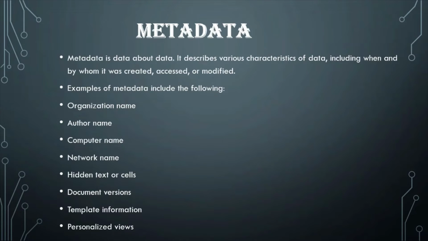So next is metadata. Metadata is structured data that gives information about certain characteristics of electronic data, including the time and the person that created, accessed and modified the data. It cannot be seen without using special applications, and users can inadvertently share confidential information when sending or providing files in electronic form. Examples of metadata include organization name, author name, computer name, network name, hidden text or cells, document versions, template information, personalized views, and non-viewable portions of embedded object linking and embedding objects.